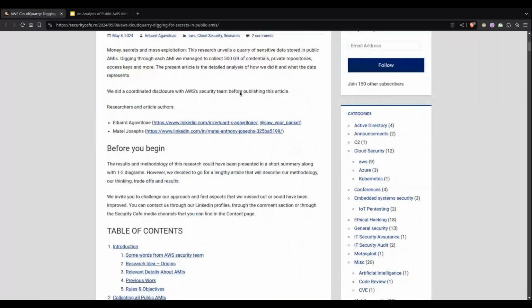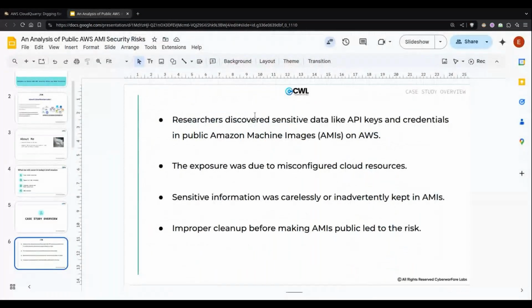As I mentioned, sensitive credentials were hard coded into the Amazon machine images, and they were made public for some reason. As I mentioned, it is not easy to make an image public. It is private by default. Amazon restricts it by default, and maybe due to carelessness or lack of security awareness, the images were actually published, and the hard coded credentials and the sensitive information were not removed prior to publishing the images.